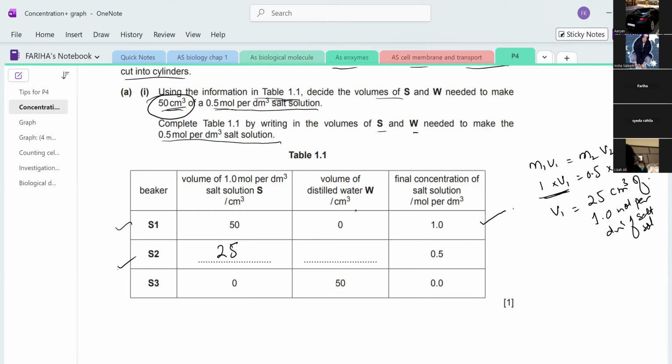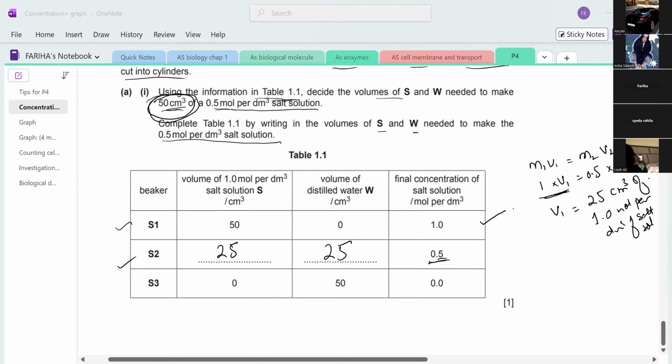Okay. And what should be the volume of distilled water in order to make the final volume 50? 25. 25 cubic centimeter of distilled water. Is this clear? Now stop the recording.